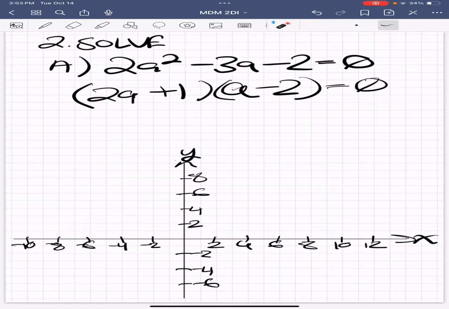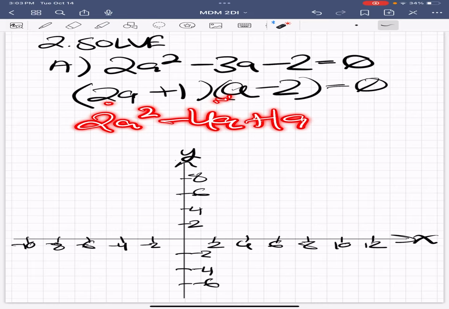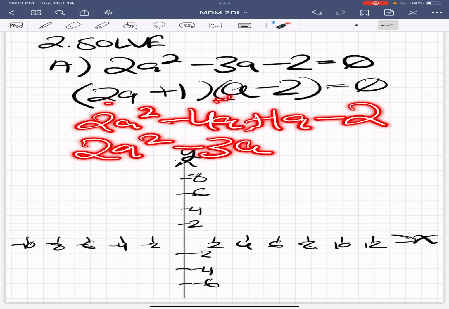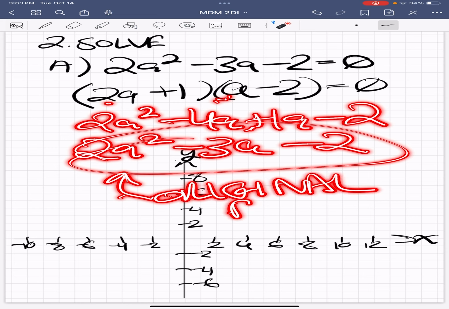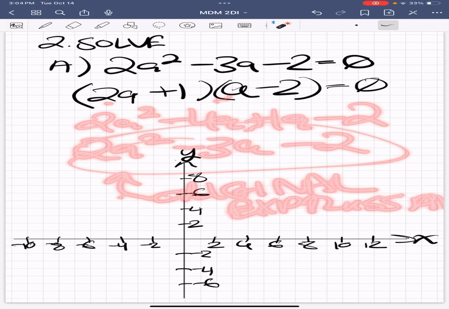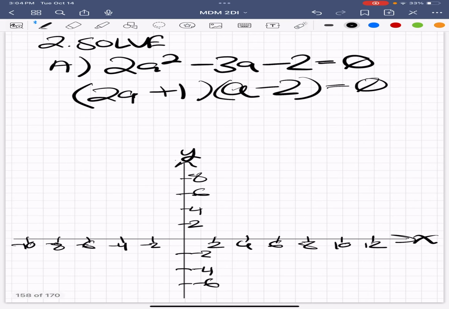So this would be like foiled out. 2a minus a multiplied by a would be 2a squared minus 4a plus 1a minus 2. Then it's 2a squared minus 3a minus 2, and that is the original expression. There you go. So we have the original quadratic equation.